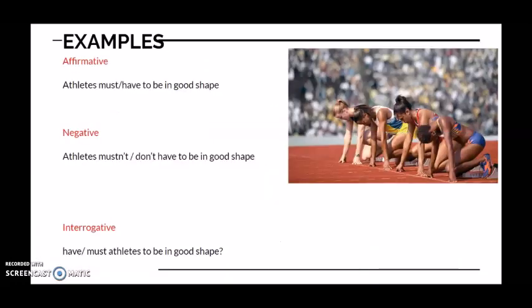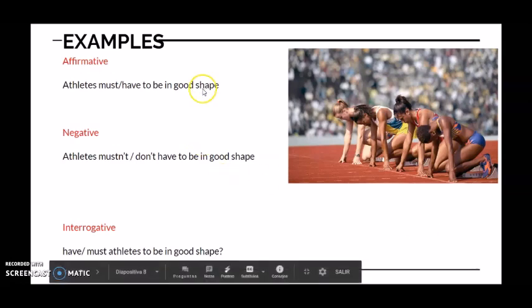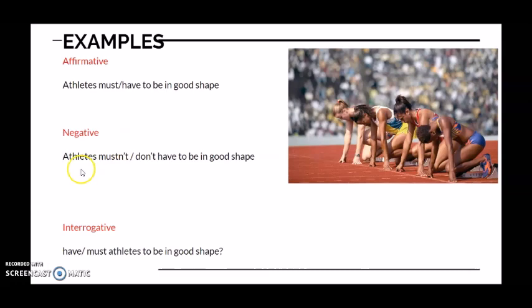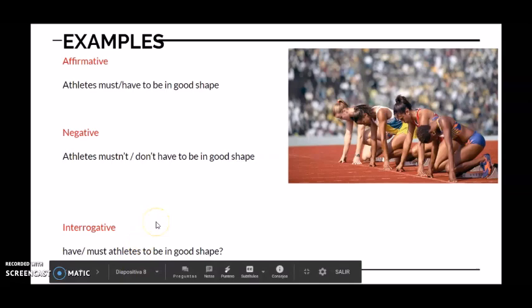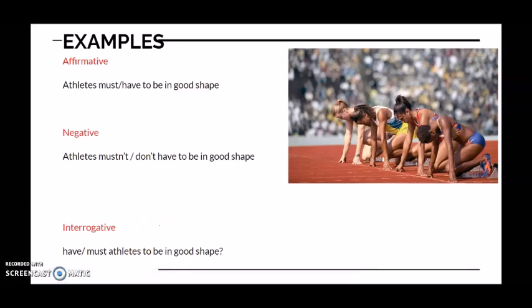And now the examples. Affirmative: athletes must or have to be in good shape. Okay, this is a must. It has to be done. Negative: athletes mustn't or don't have to be in good shape. And in the interrogative way: do athletes have to be in good shape, or must athletes be in good shape?